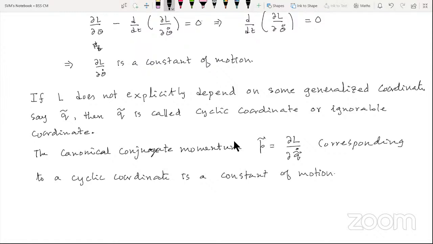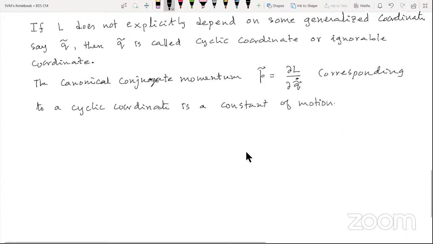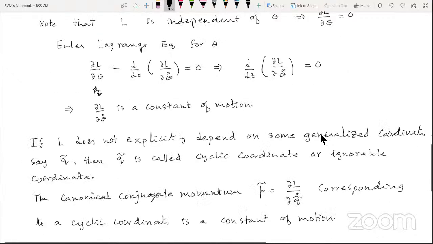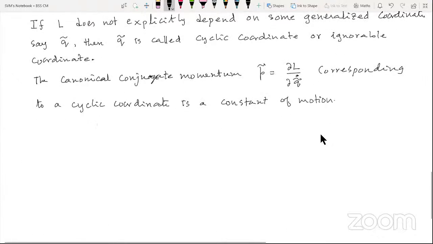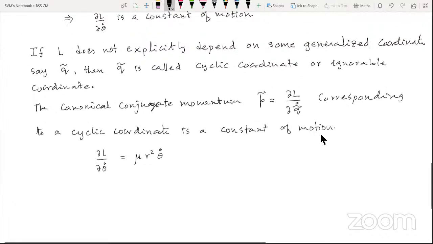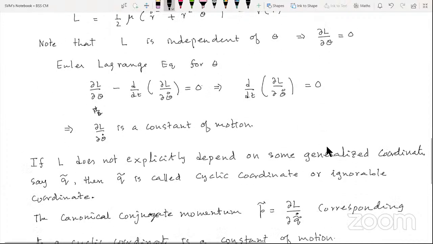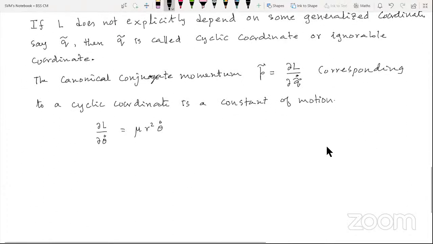So let's look at the Lagrangian. The partial derivative of L with respect to theta dot is equal to mu r square theta dot. If you look at the Lagrangian, the theta dot square becomes 2 theta dot, and the 2 cancels, so it is mu r square theta dot. Now this is constant, so I will call that constant L.